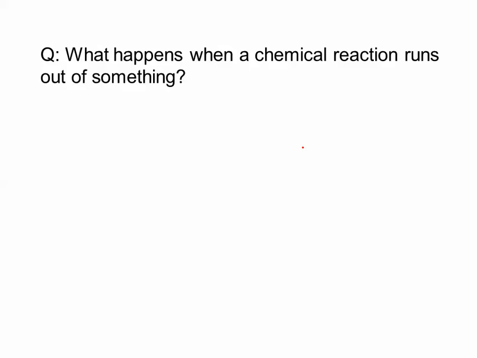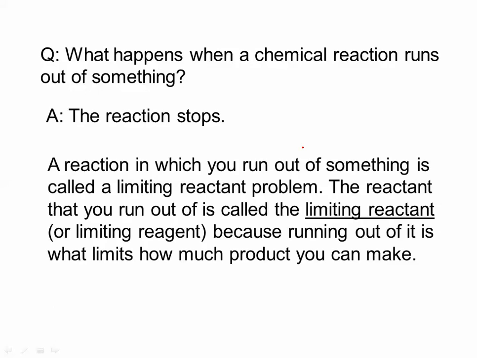So what happens when a chemical reaction runs out of something? Your car runs, it's a chemical reaction, you need gas for your car to run. What happens when you run out of gas? Your car stops. Well, same thing here, the reaction stops. So a reaction in which you run out of something is called a limiting reactant problem. And the limiting reactant, or the limiting reagent, is what you run out of. It limits how much of a product you can make.